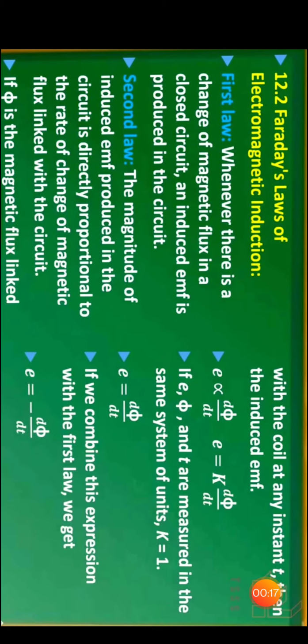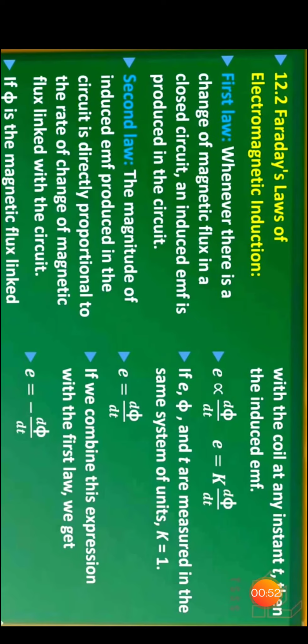Now, the first law of electromagnetic induction is: whenever there is a change of magnetic flux in a closed circuit, an induced EMF is produced in the circuit. The second law of electromagnetic induction is: the magnitude of induced EMF produced in the circuit is directly proportional to the rate of change of magnetic flux linked with the circuit.